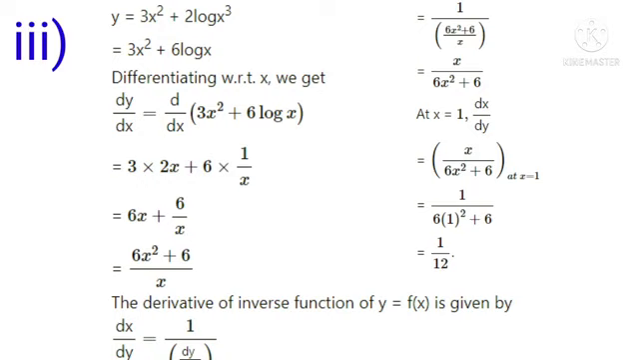So we get dx by dy is equal to x upon 6x square plus 6 at x is equal to 1. Put the value of x as 1. 1 upon 6 into 1 square plus 6. 1 upon 6 plus 6 is equal to 1 upon 12. This is the last answer.